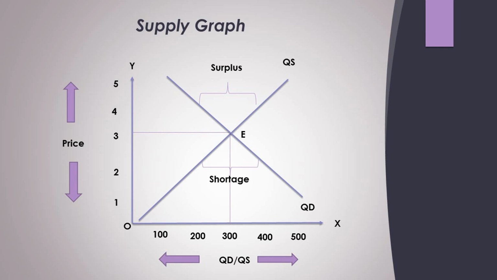So look at price 3. At that point you can see market demand and market supply intersecting each other. That point is point E, which means that point is the equilibrium point. I told you earlier in the definition, market equilibrium is the point where market demand is equal to market supply. So below this equilibrium point there is a shortage, and above this equilibrium point there is a surplus of supply in the market.